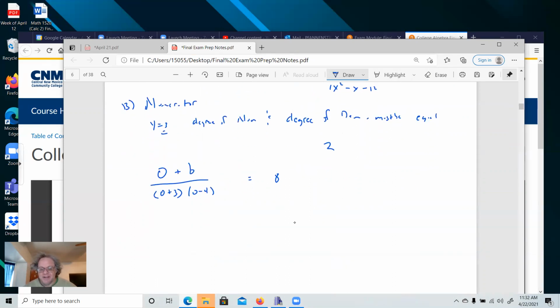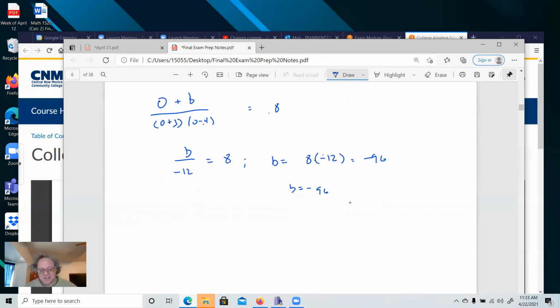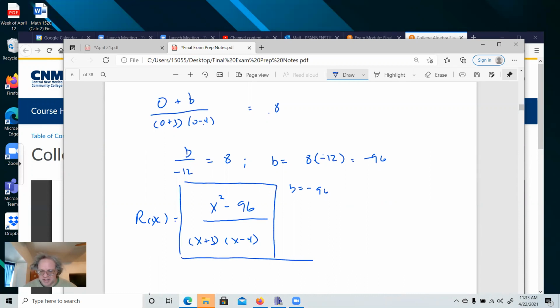So now I've got b over -12 is equal to 8. Go ahead and multiply that, so we get b is equal to 8 times -12, which is -96. So b should be -96. That way if I put a 96 in here, this is going to be a 12. We're going to get an 8 when we're done. So my function, r of x, is equal to 3x squared minus 96 over x plus 3, x minus 4, and we should be all set.